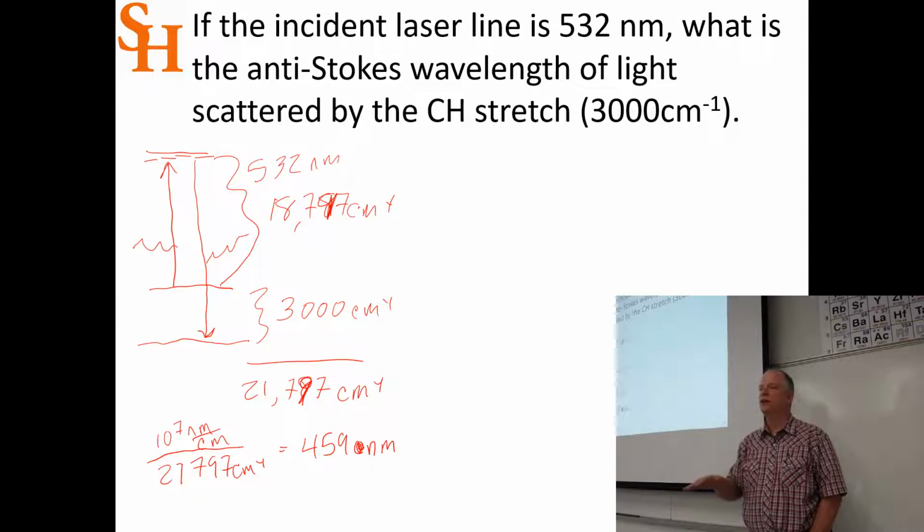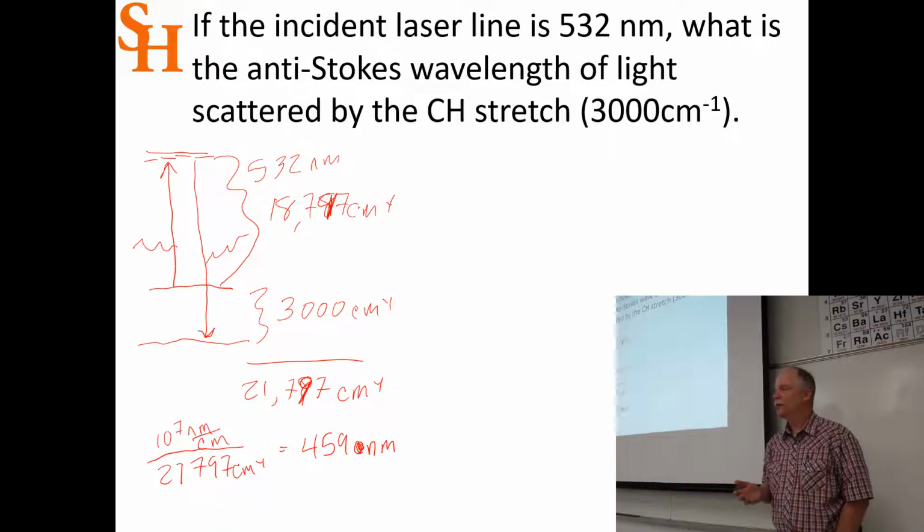There's nothing else that's going to happen on the blue side of a 532 nanometer laser. Nothing else is going to happen on the blue side other than anti-Stokes Raman. So if you can see those peaks on the blue side, then you know you're seeing anti-Stokes Raman peaks.